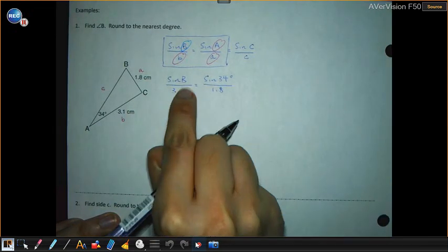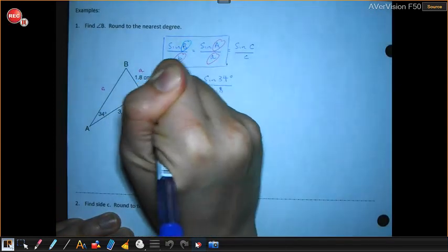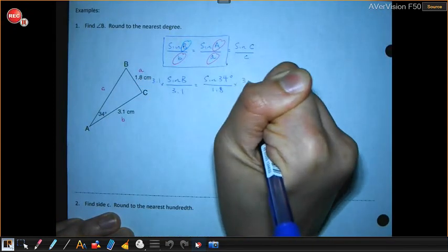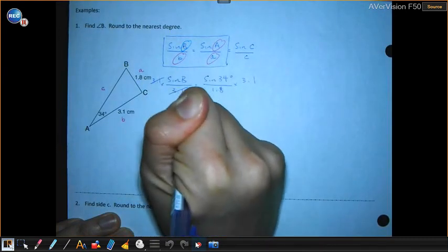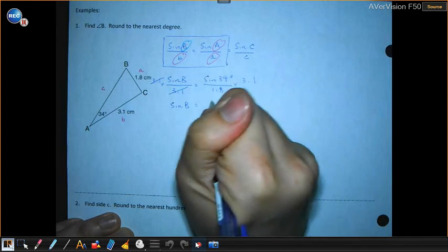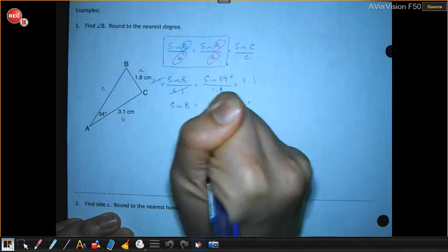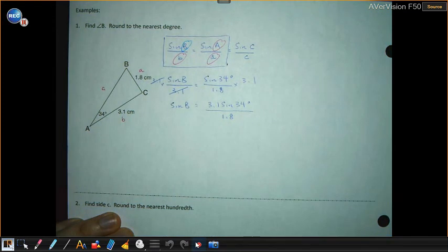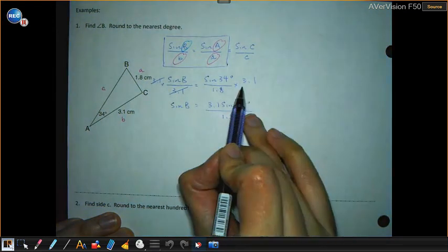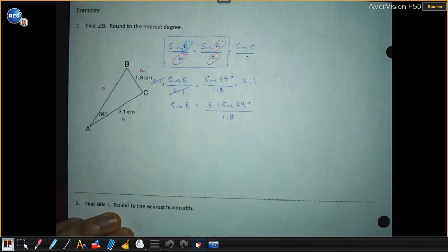Now the unknown's at the top, so let's get rid of the bottom by multiplying both sides by 3.1. This cancels out. I'll get sine B equals 3.1 times sine of 34 degrees over 1.8. This is just over 1, so when we multiply fractions, we multiply the top together and the bottom together.